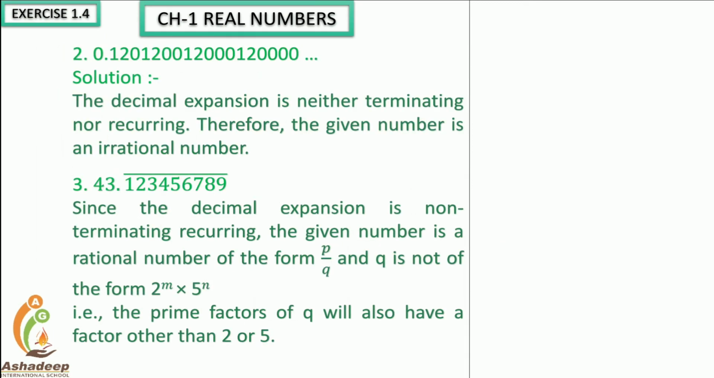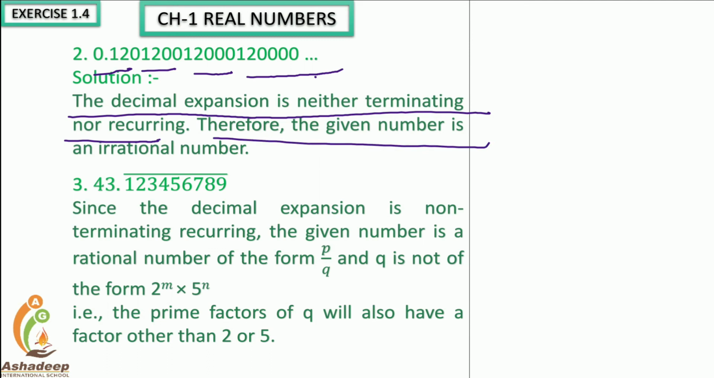See, this is 1 2 0, 1 2 0 0, 1 2 0 0 0, 1 2 0 0 0 0. So this is non-terminating and non-recurring. The decimal expansion is neither terminating nor recurring. Therefore, the number is an irrational number. If it is an irrational number, we cannot say anything about the q.